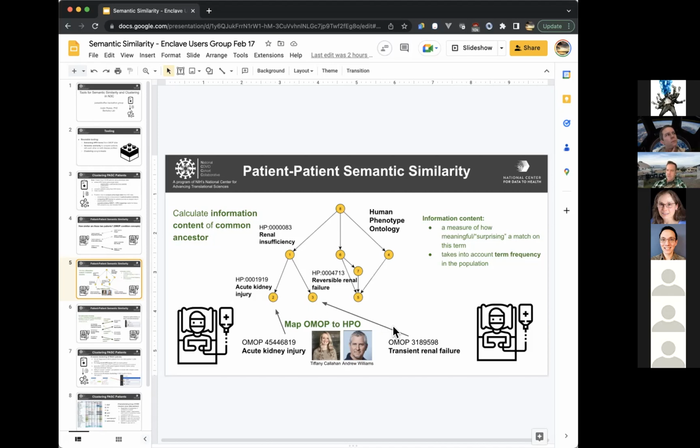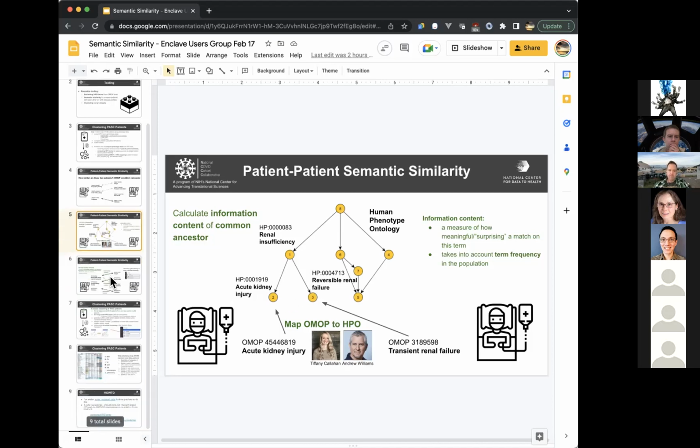So the idea is, if two terms are very dissimilar, you'll have to walk the whole way up to the top here, and the information content will basically be 0, because every kind of abnormality is a phenotypic abnormality up top. Conversely, if they meet down at the bottom, or if they're the exact same term way down in the leaf, then the information content can be very high.